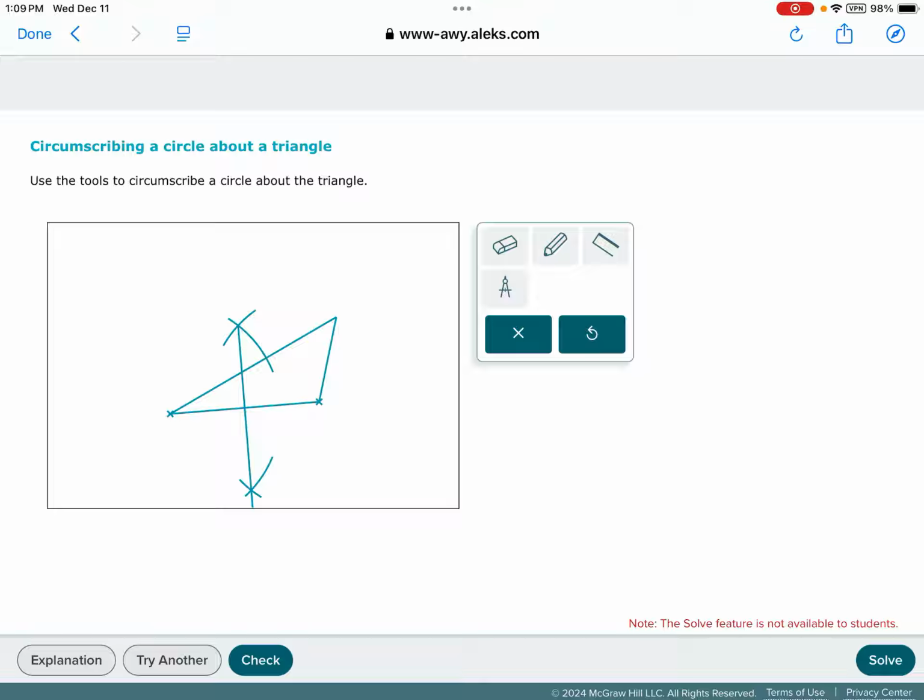Let's see if I can point them out here. If I bring this out, this point right here and this point right here, this line is exactly in the middle, and it's exactly at 90 degrees. That's called a perpendicular bisector. We're going to do that on one other edge, so let's go ahead and do that again.